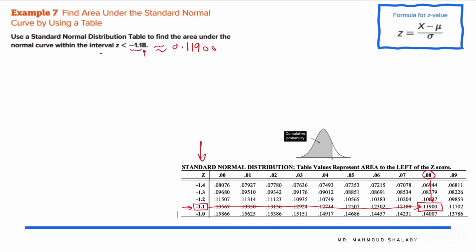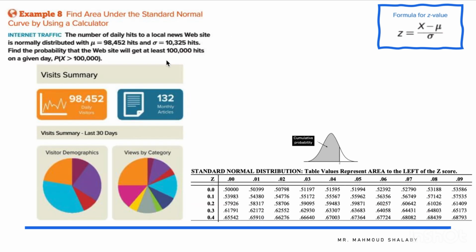That's it. So again, this is a normal question. You will search for the value in the given table from the left side, find the negative 1.1, then I want the 8, so I will go all the way until 8 and write this as the answer, and that's it.